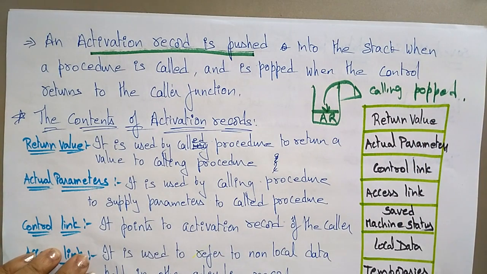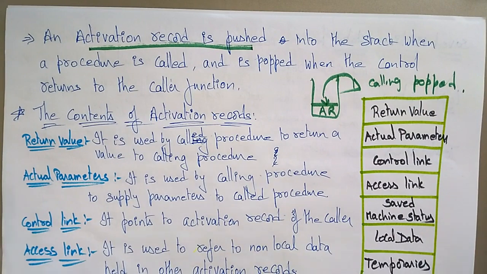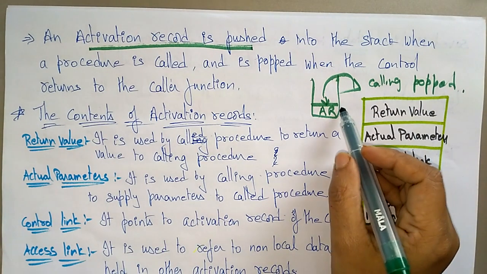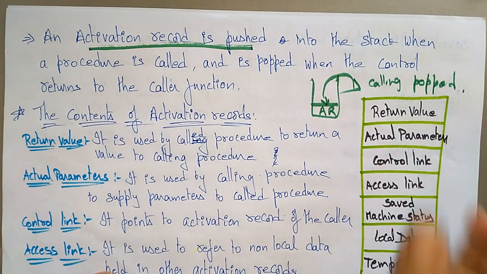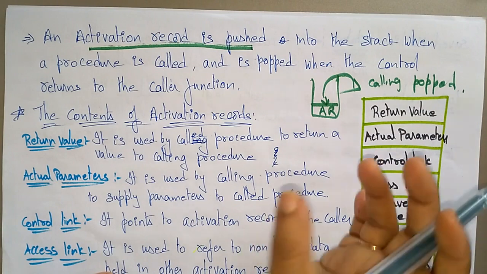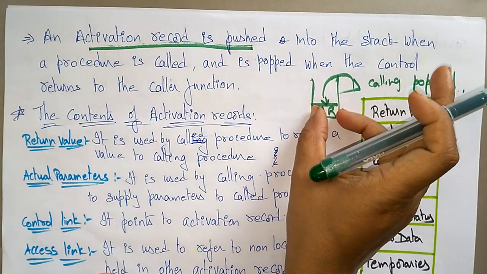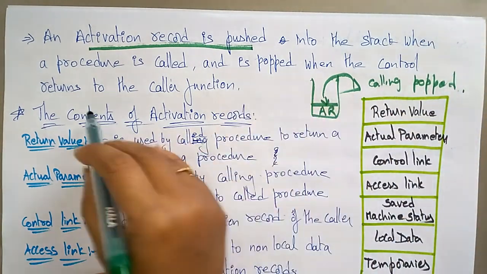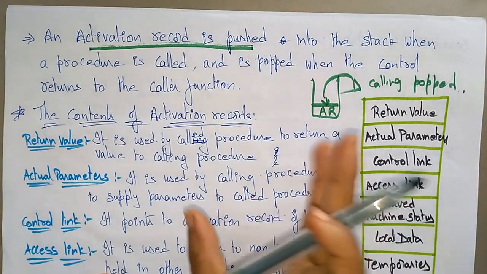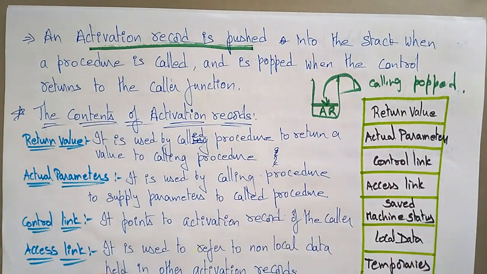I hope you understand. It's a simple concept. Whenever the program is executing a procedure call, the activation record is placed on the stack, and it is popped when the control returns to the caller function. Whenever the control is returned to the caller function, the activation record will be popped.